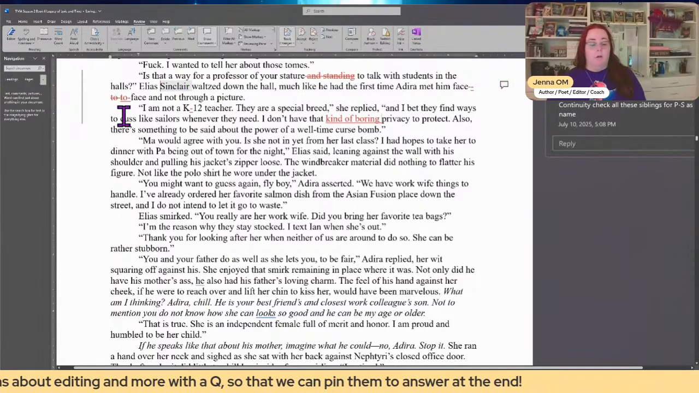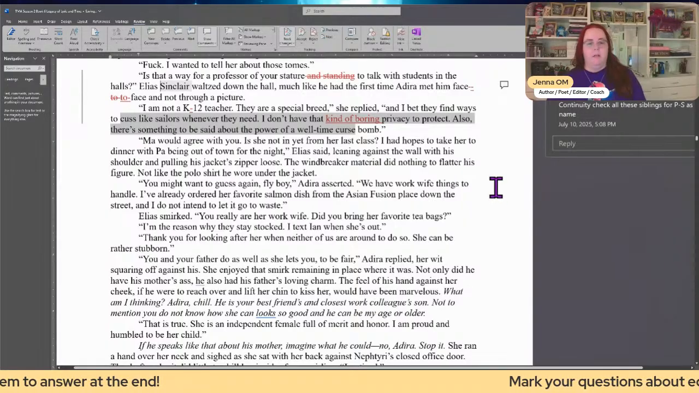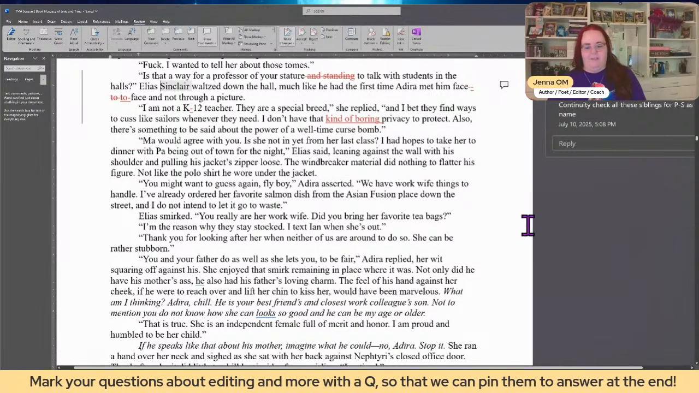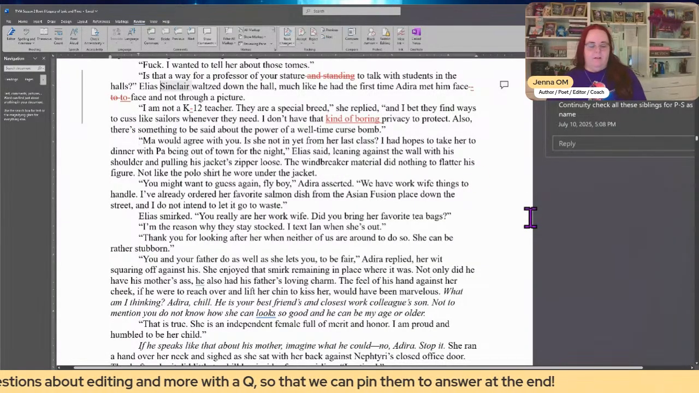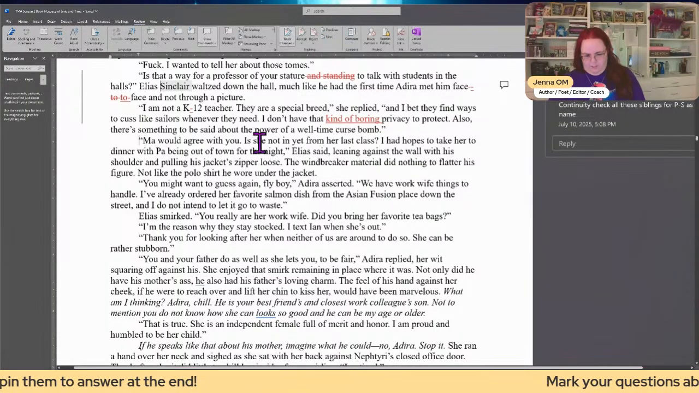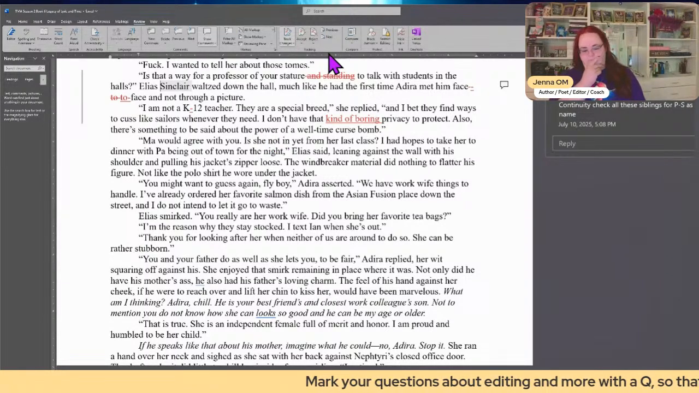Now, notice how we're talking about cursing, but I still use two different words. Synonyms are your friend, dear editors, especially. Synonyms are your writers' friends if they have brain defaults. Okay, so Ma would agree with you if she is not in yet, or yet in.